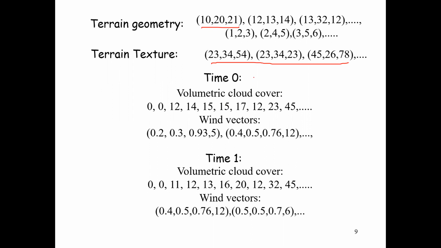And in addition to that, we have this temporal data, right? The time 0, that means unit 0 time, and the unit 1 time. So you have different volumetric cloud cover, and also the wind vectors. So this is information, or data, that you acquire from a real world phenomenon, right? If you have these things, then you should be able to visualize all this information. Now you may have millions of pieces of information, so you cannot simply go through all this data, isn't it?